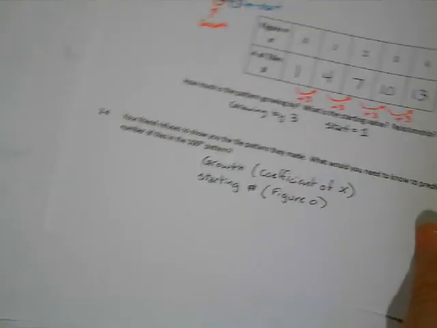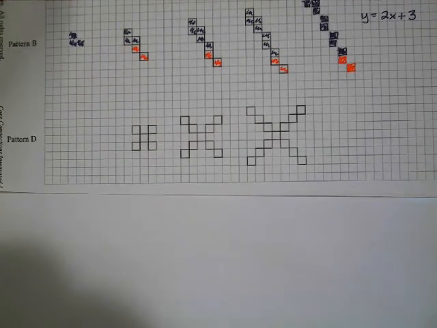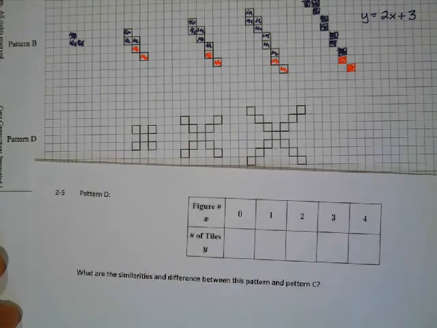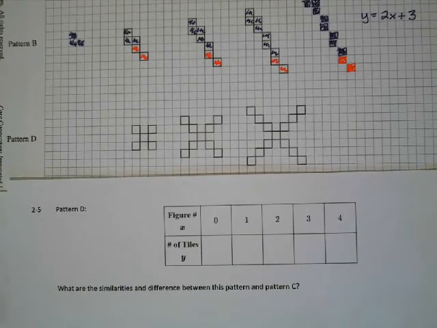All right, our next section, we're going to look at tile pattern D. So last pattern here for today. I want you to find figure 0. I want you to find the equation. And then if you've printed off the notes, go ahead and fill in the table right there. All right, I'm going to pause it in 3, 2, 1, and I'll be back in a second. So pause it and do it yourself.